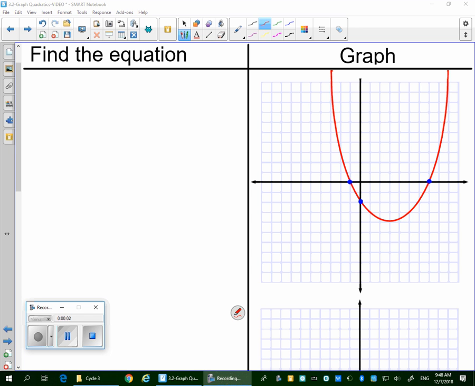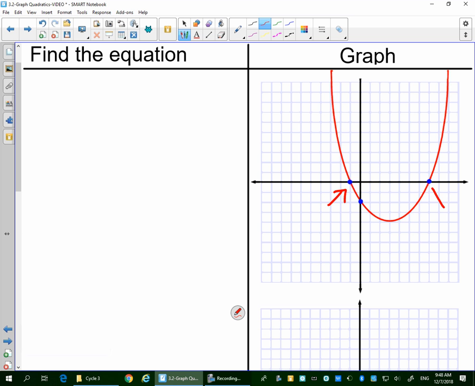Now, in the same way that the factored form of an equation allows us to sketch a parabola, if we have a graph of a parabola, we should be able to find the equation that goes with it. What we want to recognize is, of course, some of these values are still very much key points in what the equation is going to look like.